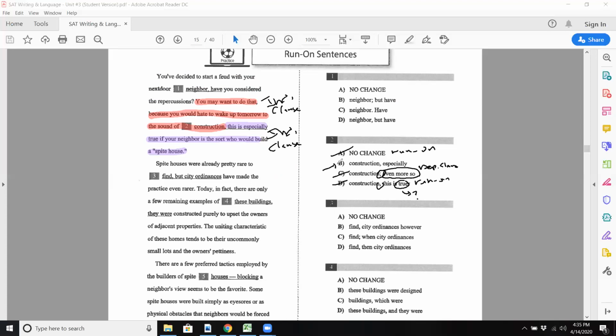So I like B. You may want to do that because you would hate to wake up tomorrow to the sound of construction, especially if your neighbor is the sort who would build a spite house. So that's why B works. That one. So that's just example run-ons there.